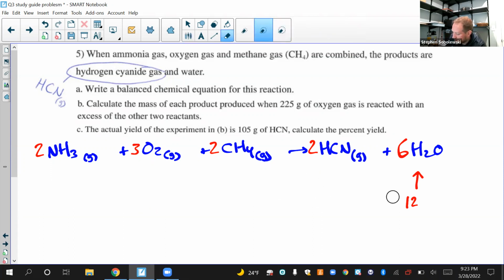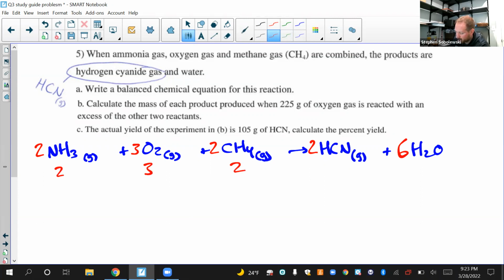Let's double check because this is really tricky. 2 N's, 2 N's. 2 times 3 is 6 H's, plus 2 times 4 is 8 H's. 6 and 8 is 14 H's. Here I have 2 H's plus 12 H's, 14, okay? And then O's, I have 6 and 6. Yeah, oof, that's a challenge. 2, 3, 2, 2, 6.